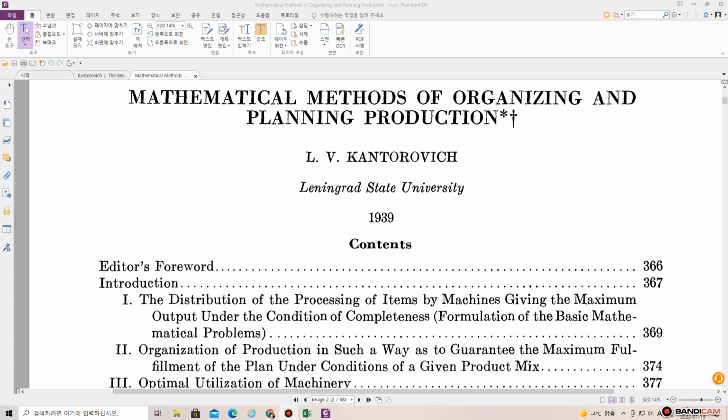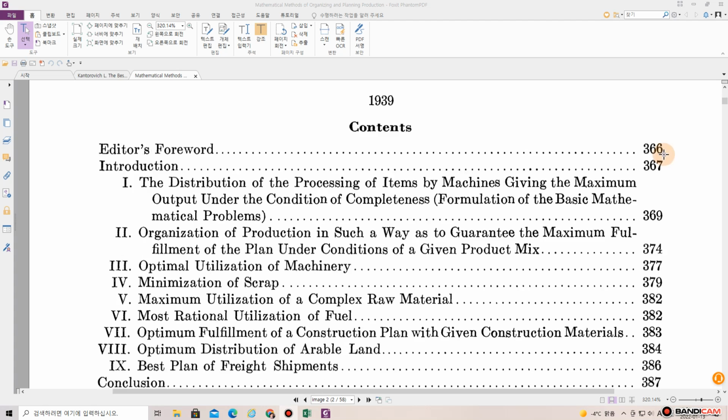This is a paper by Leonid Kantorovich, who won the Nobel Prize in Economics in 1975. His paper, published in Management Science, 1939, Mathematical Methods of Organizing and Planning Production. So let's go.